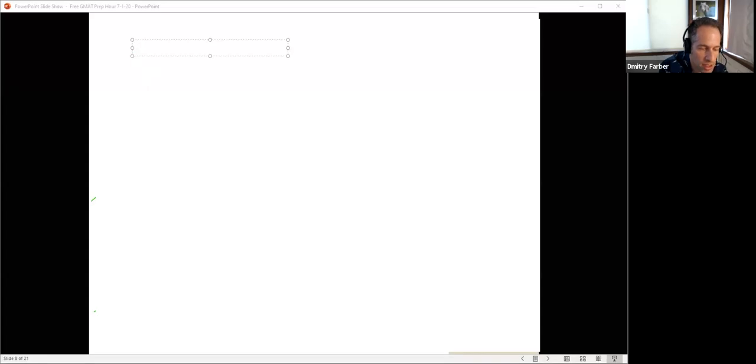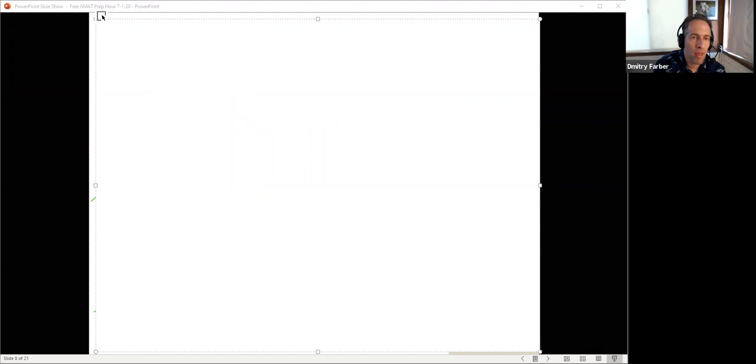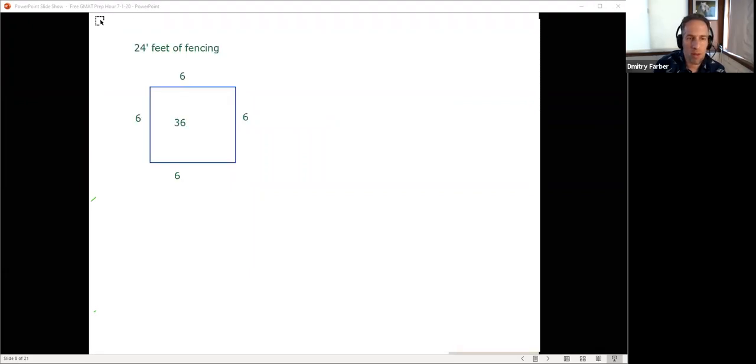Let's say I have 24 feet of fencing. When I make the sides all 6, that's going to give me the most area I can have, because 6 times 4 is 24, and 6 times 6 is 36. So I can have other things that will add up to 24, but they won't also multiply to 36.